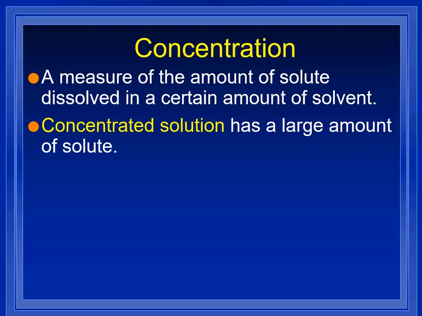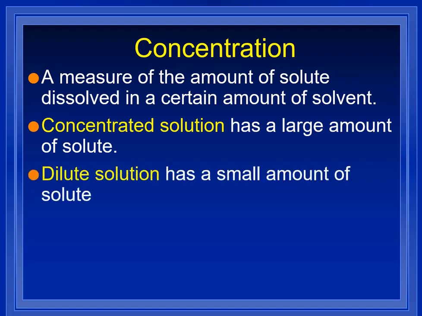A dilute solution only has a small amount of solute. Now, people don't have problems with these ideas because these names make sense, right? Concentrated means it's got a lot of stuff. It's all concentrated in that spot. Dilute means it's all spread out. Got a little bit dissolved in a lot of space.